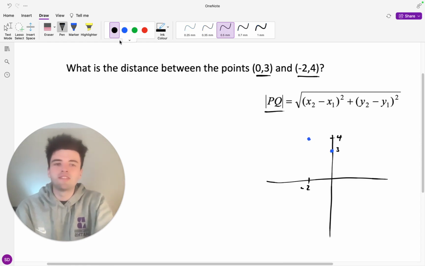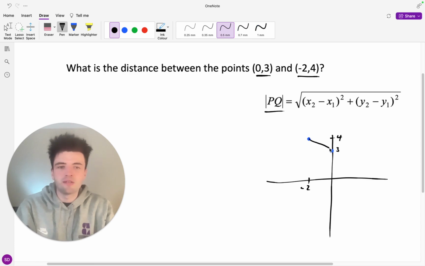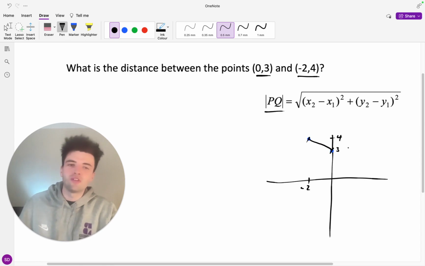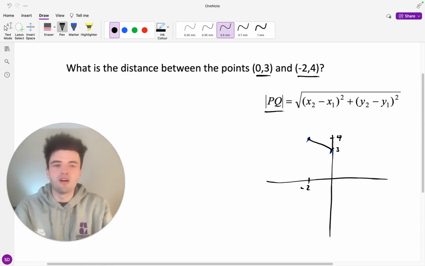And so what we're actually finding in this question is just the length of the line connecting these 2 points, or this kind of distance here. To do that, we're going to be subtracting the 2 x values, adding that to the difference between the y values and finding the square root.